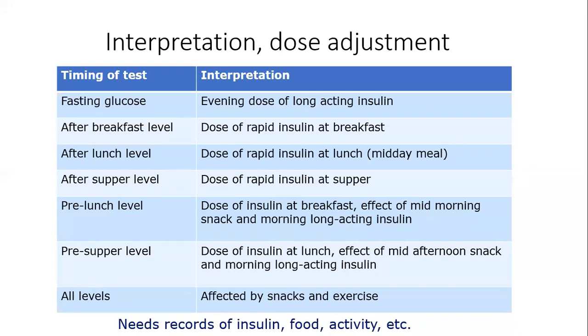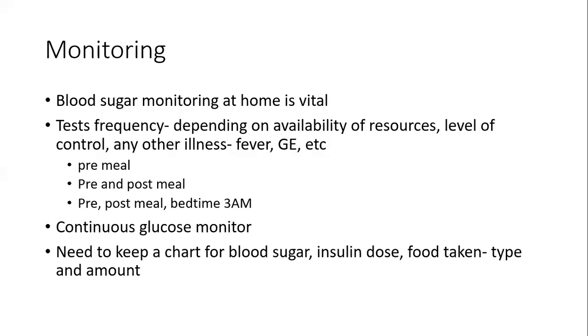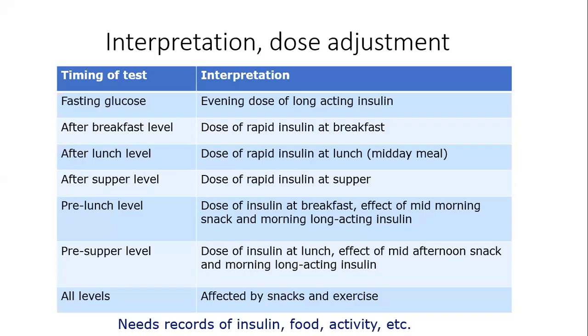So how then do you make use of this information? You've done your blood sugars these many times. How then do you interpret the results you have, and therefore what insulin changes are you going to make? So the fasting blood sugar, that is when they wake up in the morning before they take any meal, and they do a blood sugar. What information do you get from that blood sugar?